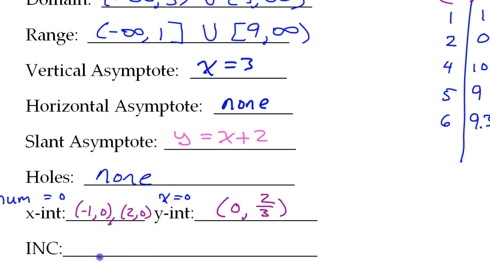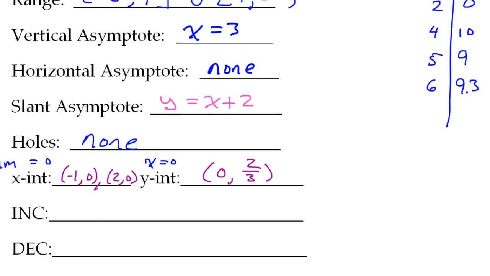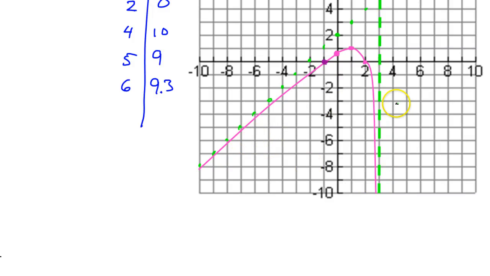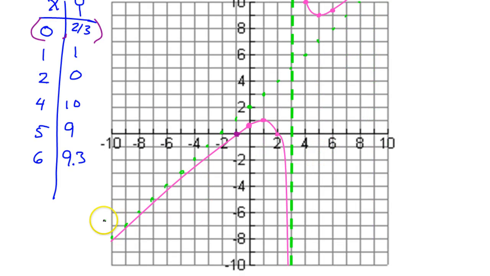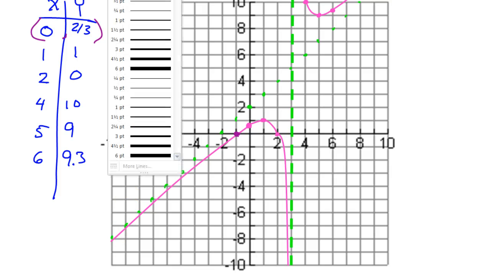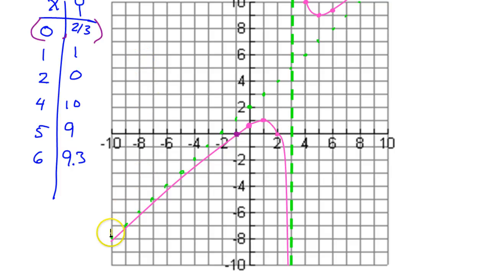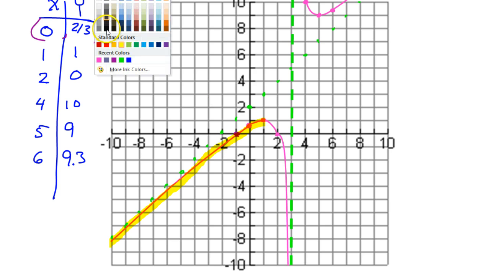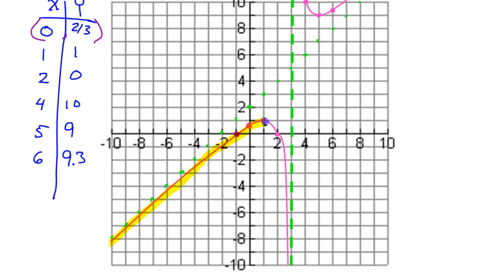Okay, now how about increasing and decreasing intervals? Alright, so looking at this graph, it is increasing. So as I go along this graph, it is increasing from here to here, increasing, increasing, increasing. Okay, that was all increasing. And then it switches to decreasing for a while. Okay, and then now it's decreasing.